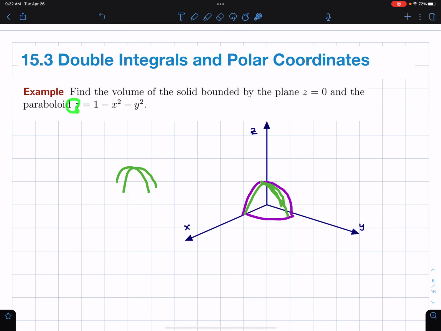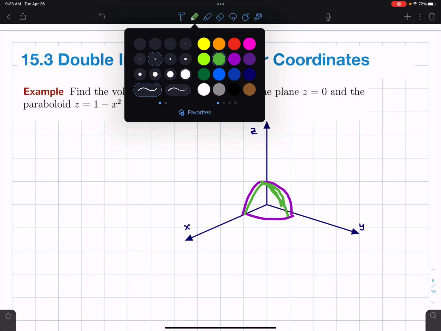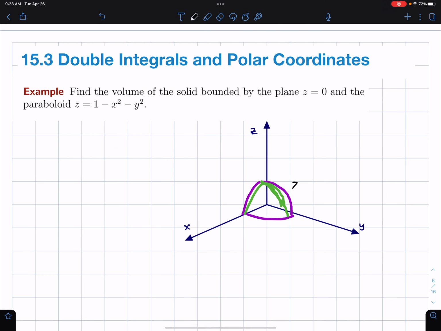Now, if you let z equals 0, you get x squared plus y squared equals 1, and you get this circular region at the base. If you have like z equals negative 3, you're going to get negative x squared minus y squared equals negative 4. So that's going to give x squared plus y squared equals 4. It gives a circle. We don't want to spend too much time on that part. But anyway, that's like a satellite dish that's facing downwards.